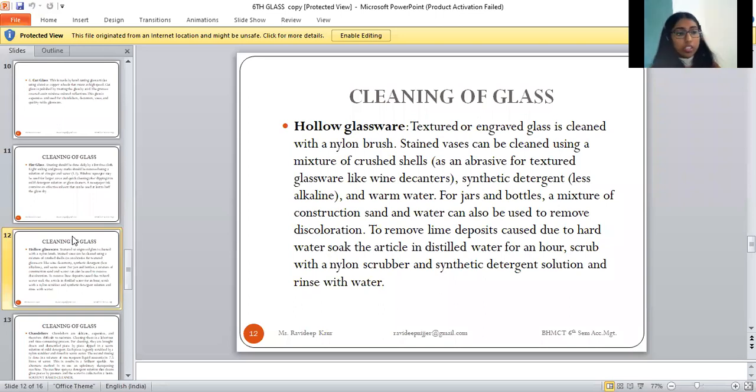So to clean this glassware, first you have to soak whatever you are going to clean in this solution for about an hour. Then scrub it with a nylon scrubber or a brush. Then use synthetic detergent to clean it thoroughly once, and at last rinse the article with water so your hollow glassware gets neat and clean. So this is how we take care of hollow glassware.